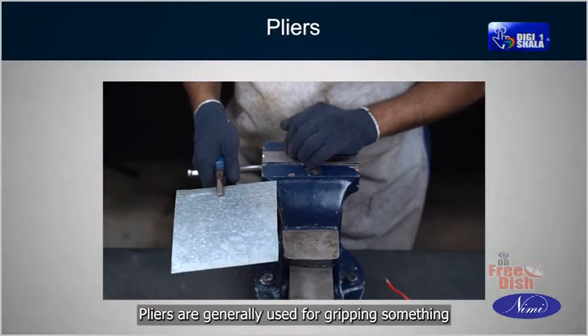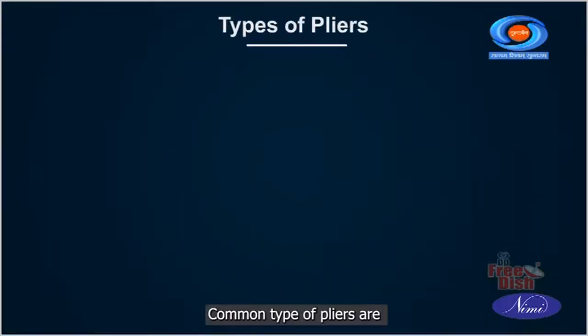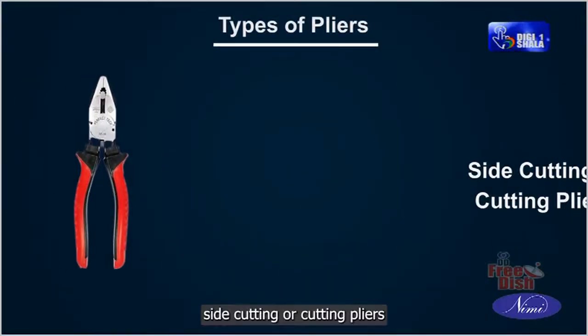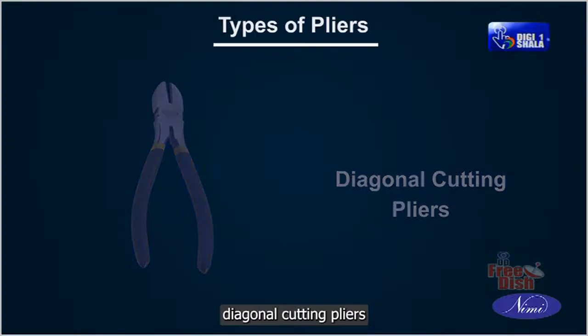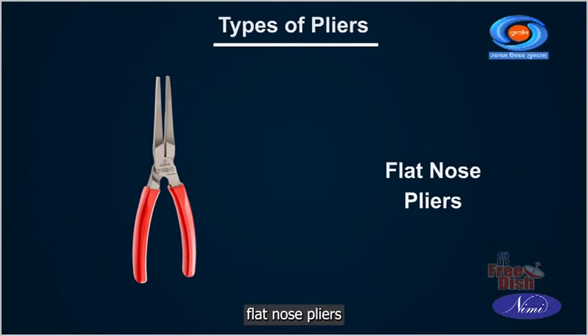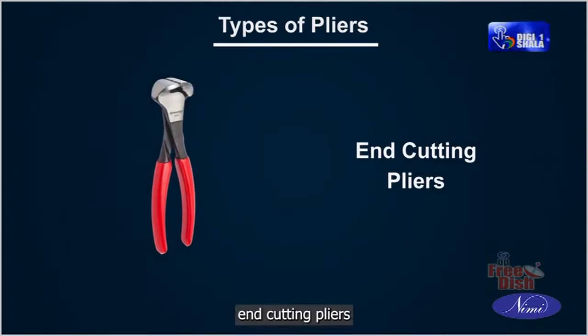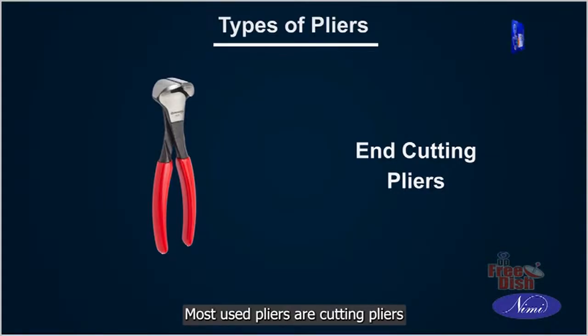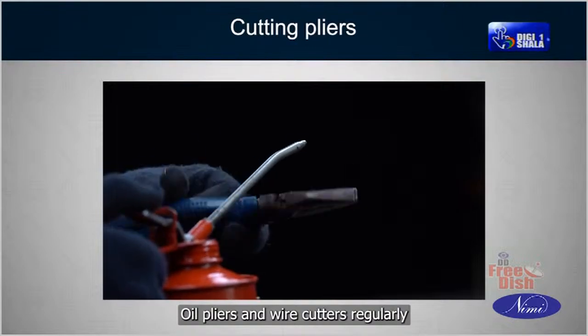Pliers are generally used for gripping something and cutting thin sheets and wires. Common types of pliers are side cutting or cutting pliers, long nose pliers, utility pliers, diagonal cutting pliers, flat nose pliers, slip joint pliers, end cutting pliers. Most used pliers are cutting pliers, which are specified according to their length. Oil pliers and wire cutters regularly.